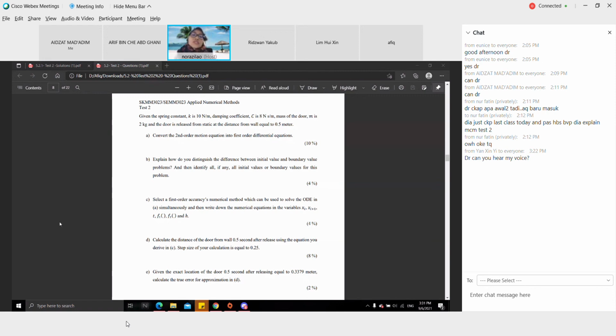First question: convert the second order motion equation into first order differential equations. How do you convert this? This is the way the shooting method converts, reducing second order to first order. For this you must make dummy variables, like what I taught earlier.